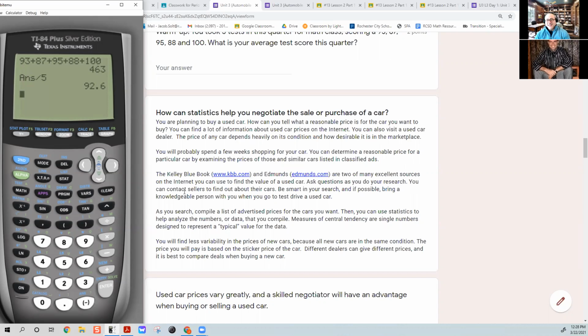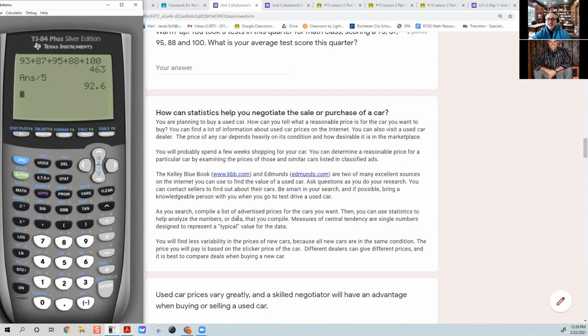They say, let's take every Toyota RAV4 of this year. Let's find out how much they actually sold for with how many miles and take the average of that and find exactly what the market value of this kind of vehicle is going for. You're going to want to be smart in your search, right? And if possible, you want to bring a knowledgeable person along with you that knows about cars and mechanical problems and maybe can help you negotiate for a good price.